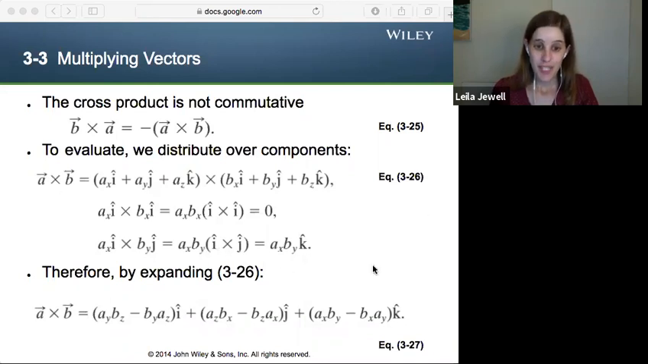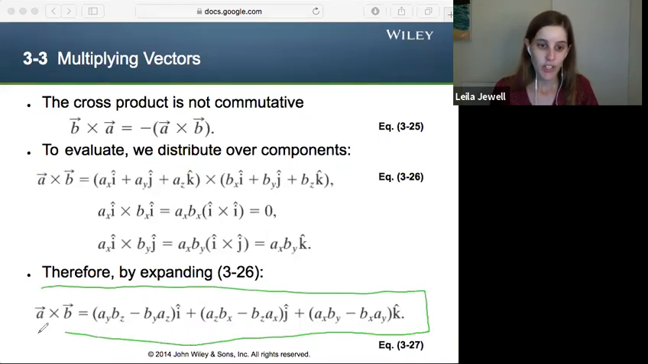So by expanding this out, following it through all the components, we arrive at this equation, which is not very simple or very elegant, but it does work. So you can follow this equation to calculate the cross product. I'll show you one other possible technique in the next video, but if you just want to use this equation and plug and chug to your heart's content, it will work out.